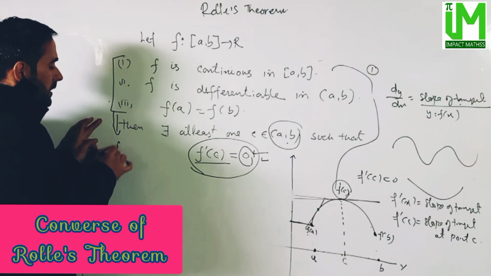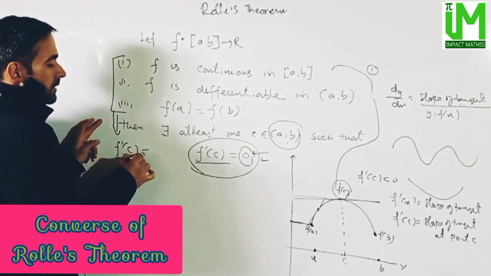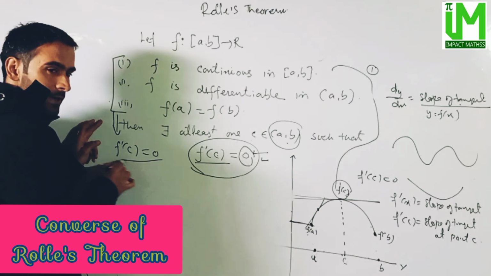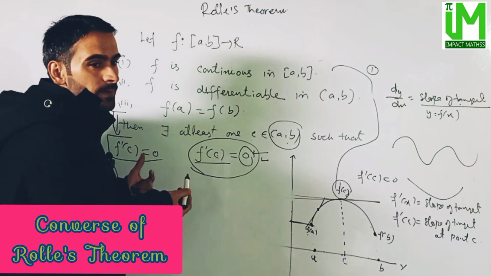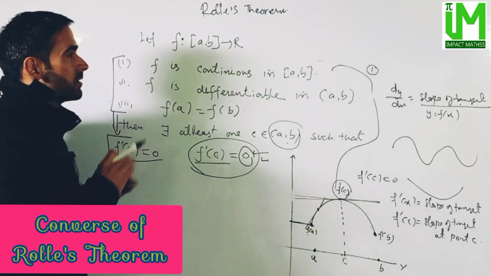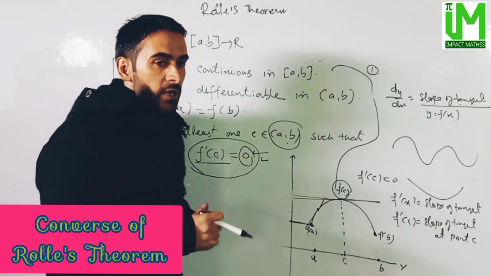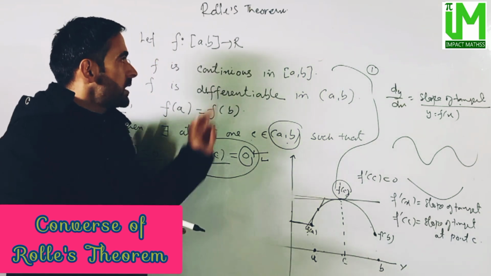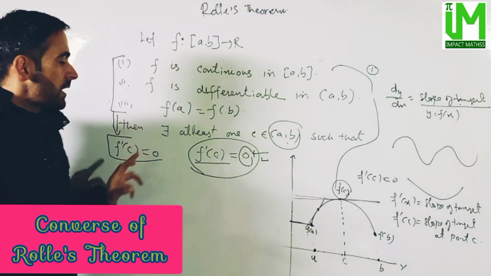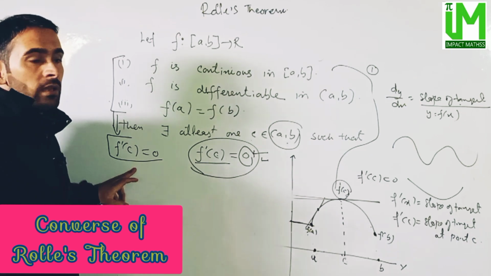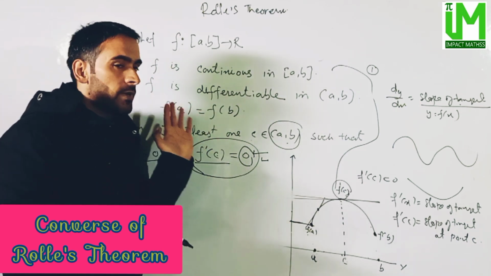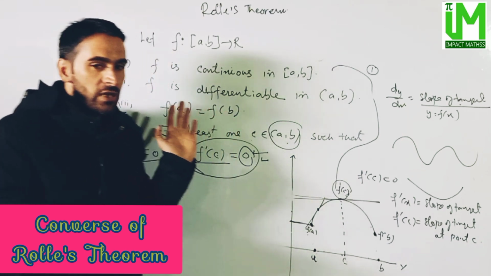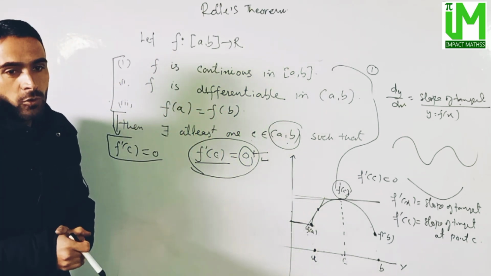That is, these three conditions imply f dash of c is equal to 0. Now what will be the converse? If f dash of c is equal to 0, then do the three conditions hold? So the converse of Rolle's theorem goes like this: if we have a function f from [a, b] to R such that f dash of c is equal to 0, then the function has to be continuous, it has to be differentiable, and f of a is equal to f of b. So this will be the converse of Rolle's theorem.